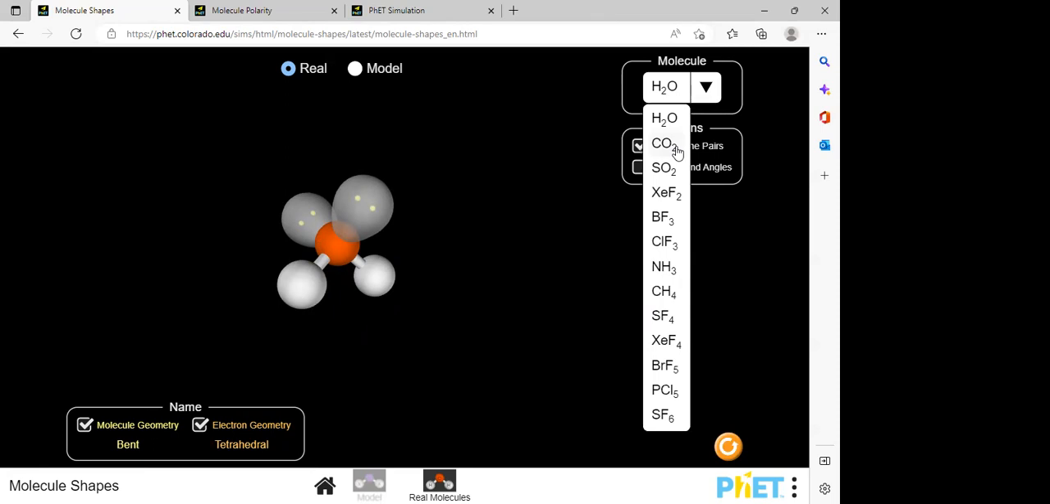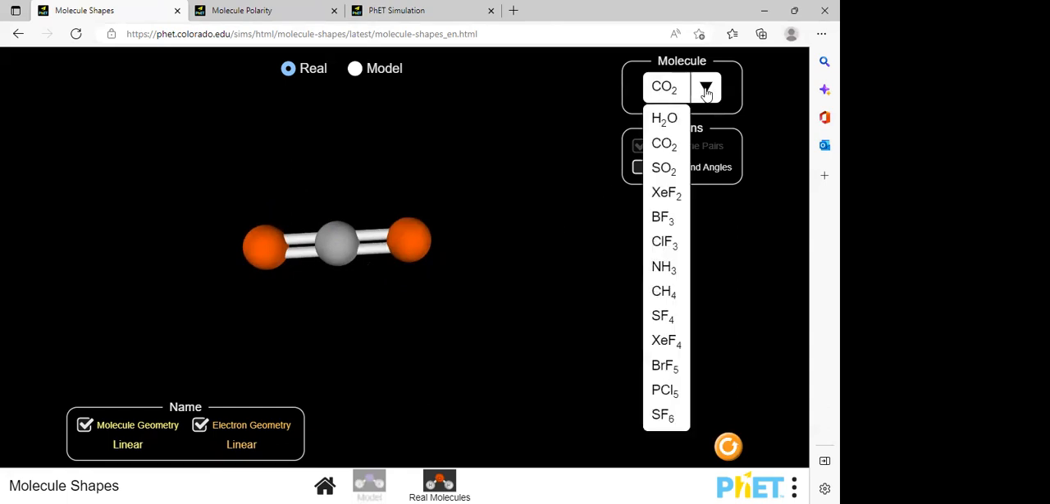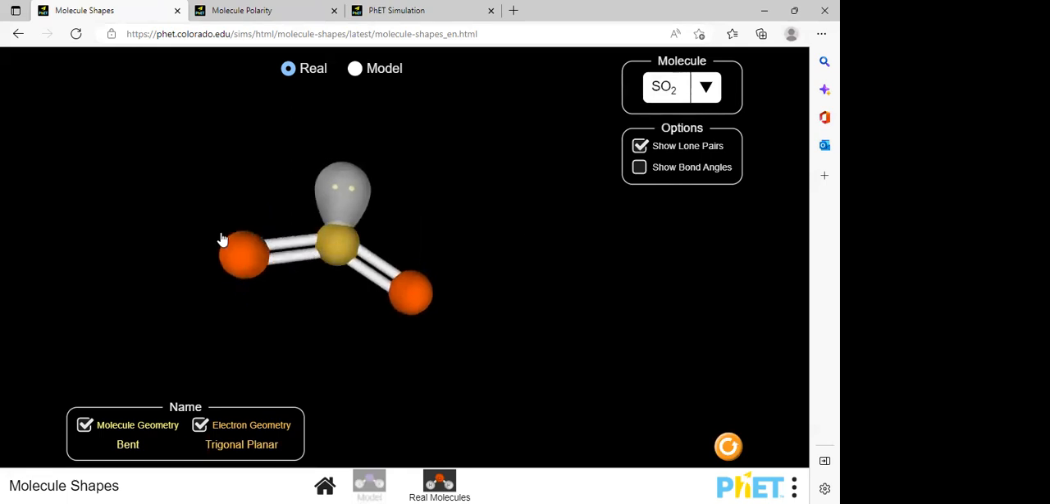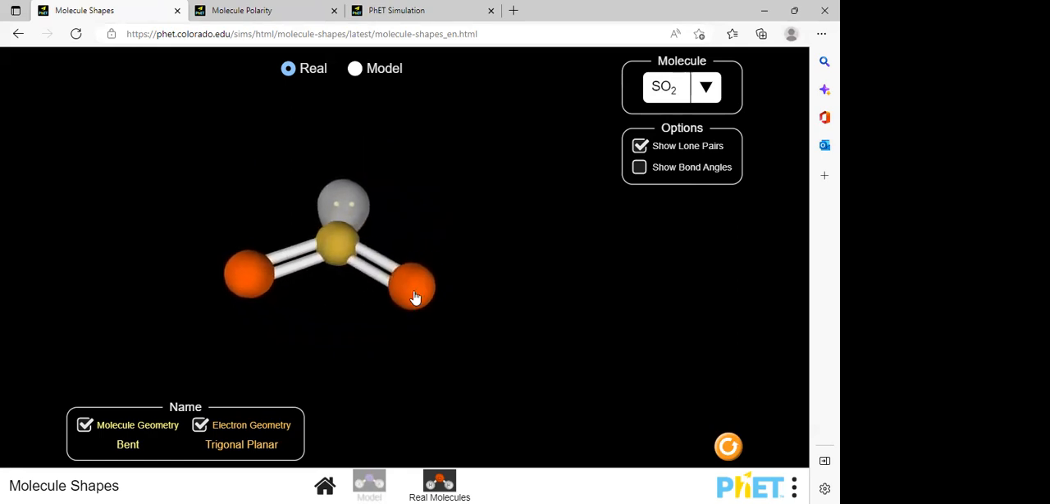I go to the next one, CO2. We did this. Notice my electron pair geometry is a 2-0, and my molecular geometry is a 2-0, linear. We did SO2. This shows it a little bit different, but SO2, what is my electron pair geometry or my electron geometry? 3-0, trigonal planar. What is my true geometry? My molecular geometry is a 2-1, which is bent.